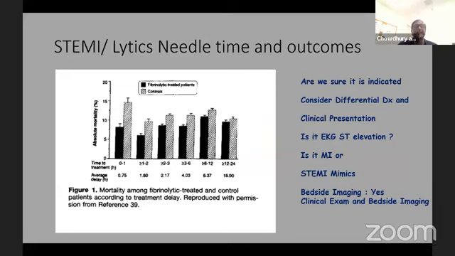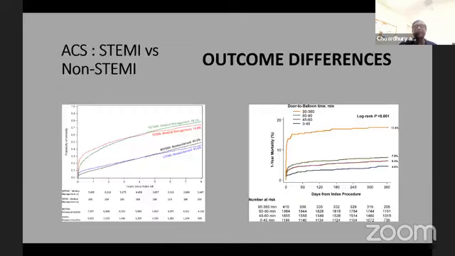The lytics are also important, right? If you look at the lytics door to needle time, therefore we need to have a nationwide STEMI protocol and a network so we can recognize and give lytics. If you give lytics very early on, the delta, the benefit, and the number needed to treat are much more favorable than giving the lytics late on. And after 12 hours, in the latest study, we know lytics did not make much difference.